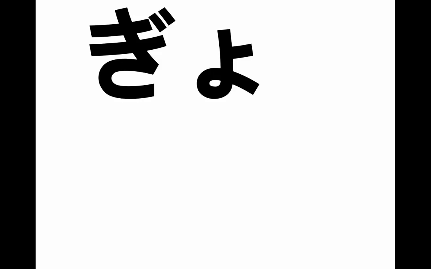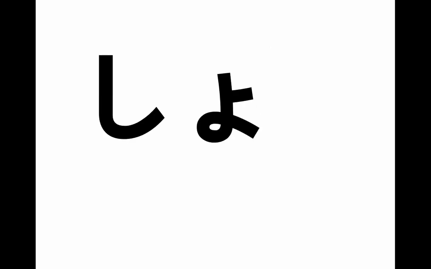Finishing with hiragana. Okay, so our next grouping is going to be sha, shu, sho, ja, ju, jo. How many of you have heard ja in Japanese, like in anime or something? Have you run across that before? Now you know how to spell it.